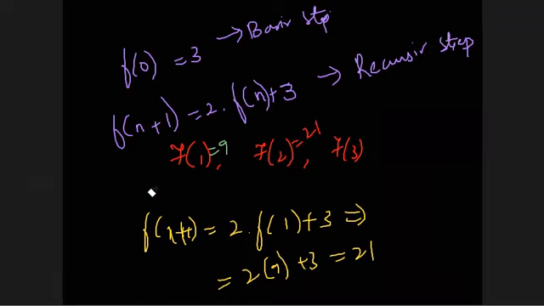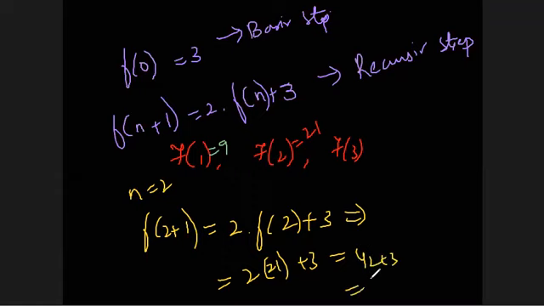And then for f(3), we take n = 2. So 2 plus 1 is equal to 2 times f(2) plus 3. f(2) was 21, so 2 times 21 plus 3, 42 plus 3, gives us 45. So f(3) is 45. Here, this is our basis step and recursive step, and this is how we solve the problem.